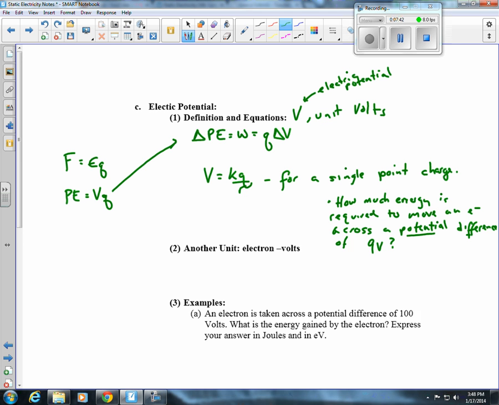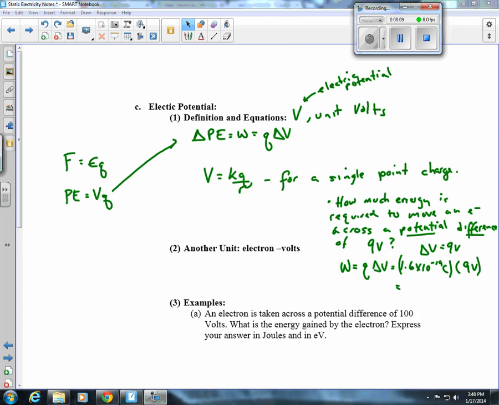This potential difference, that's telling me delta V, right? V is potential, the difference is delta. Delta V is 9 volts. So then work or energy is Q delta V. Q is 1.6 times 10 to the minus 19 coulombs. That's the charge on an electron. And then delta V is 9 volts. And I end up with 1.44 times 10 to the minus 18th joules.